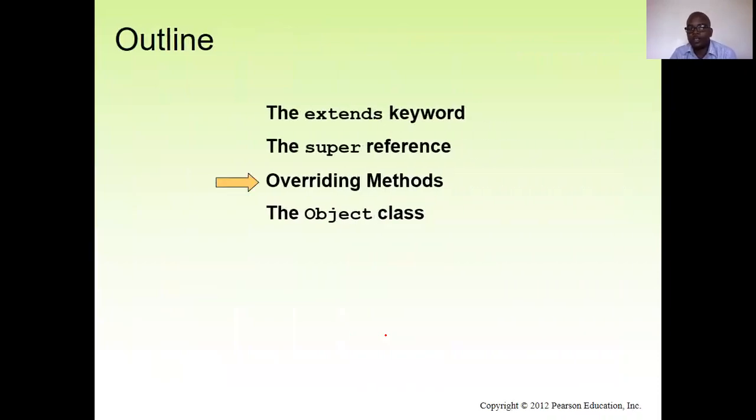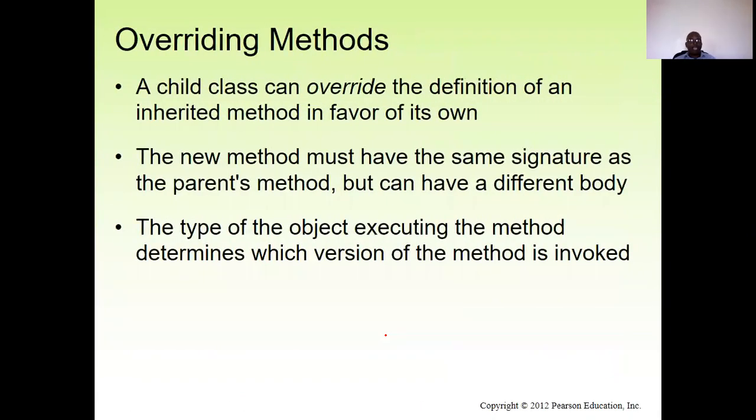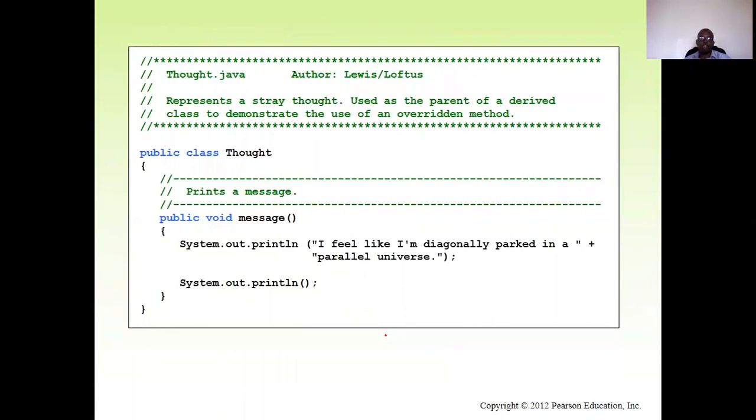Any questions? Everybody happy? Good. All right. Override it. So a child class can override the definition of an inherited method in favor of its own. The new method must have the same signature. We talked about that. We're just going to say now how it is done in Java.